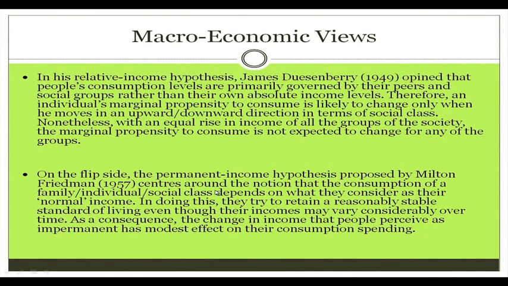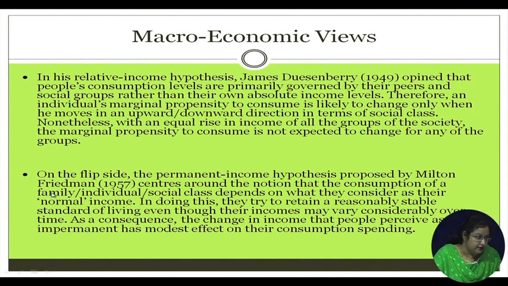On the flip side, the permanent income hypothesis proposed by Milton Friedman centers around the notion that the consumption of a family, individual or social class depends on what they consider as their normal income. To do this, they try to retain a reasonably stable standard of living even though their incomes may vary considerably over a period of time. As a consequence, a change in income that people perceive as transitory has a modest effect on their consumption spending, which means this is buying behavior that is consistent over a period of time, unless there is a drastically changed income.